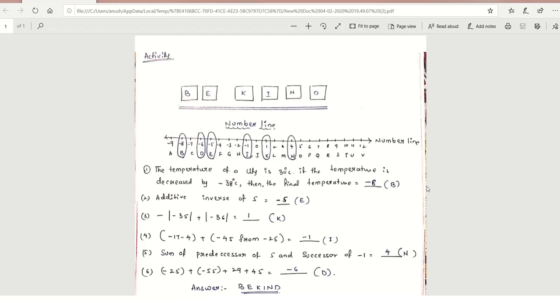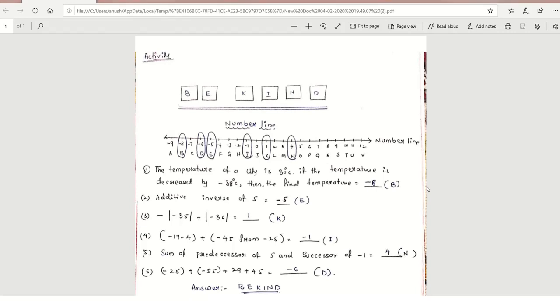The temperature of a city is 30 degrees centigrade. If the temperature is decreased by 38 degrees, that's positive, please ignore the negative sign, that is positive, 38 degrees. Then the final temperature, here it is decreased, so 30 minus 38, which is equal to -8 as the answer. Which alphabet is it representing? -8. Yes, it's B. So write B there.